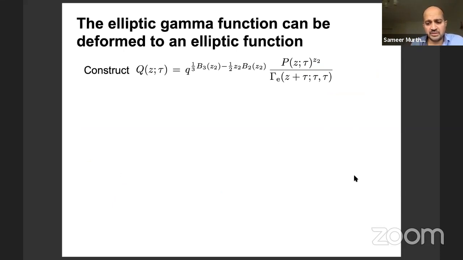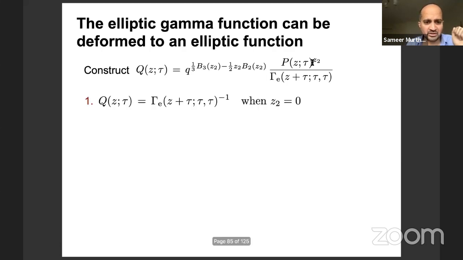Now we want to do the same thing for our function. So you have this elliptic gamma function. This wasn't known until very recently. So you have this elliptic, and now you dress this up. So you put this function p to the power z2, and then in the exponent here you put the third Bernoulli polynomial and some combination of the second. Okay, so I'm going to be eventually taking absolute values, so there's no issue of branch cuts.